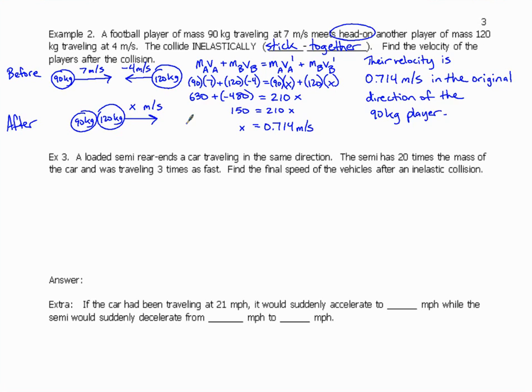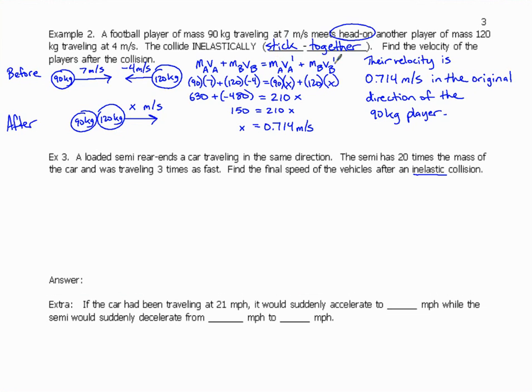Example 3. A loaded semi rear-ends a car traveling in the same direction. The semi has 20 times the mass of the car and was traveling 3 times as fast. Find the final speed of the vehicles after an inelastic collision. Remember, inelastic means they're going to hit and they are going to stick together.